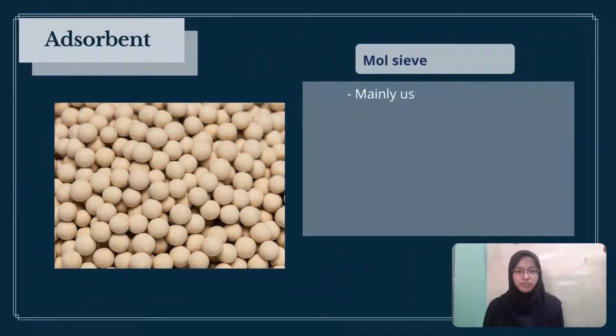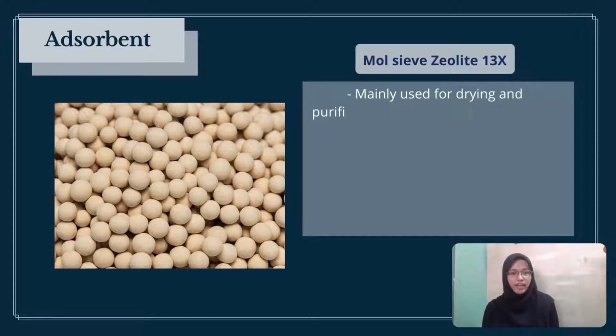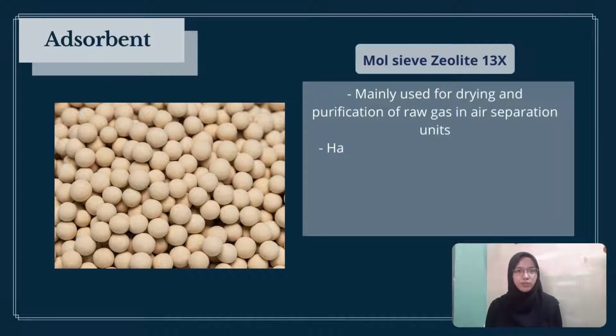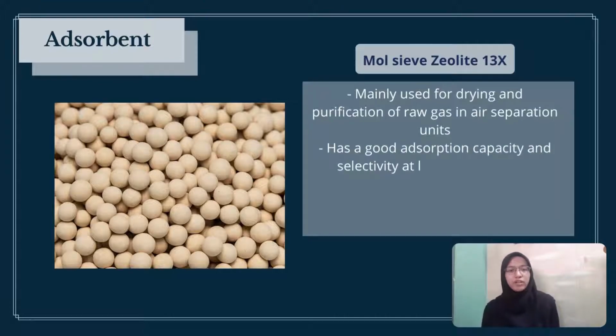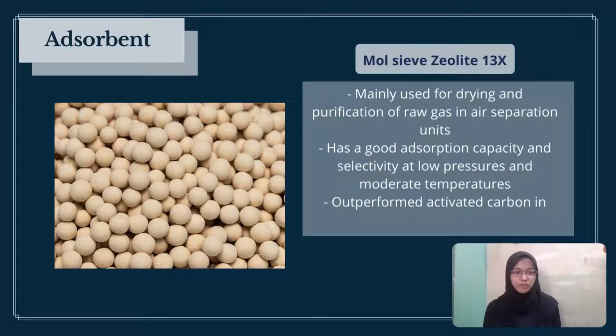The adsorbent used in the system would be MOLSIV zeolite 13X as it is mainly used for drying and purification of raw gas in separation units, where water and carbon dioxide are simultaneously removed. Furthermore, zeolite also has a good CO2 adsorption capacity and selectivity at low pressures as well as moderate temperatures. It also outperforms activated carbon in post-combustion operating conditions.